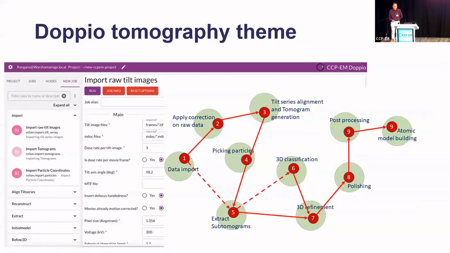Yes, I mentioned themes briefly before. There will be a tomography theme in Doppio. All the themes have different colors. So if you see some garish magenta purple thing, that means you're doing tomography.